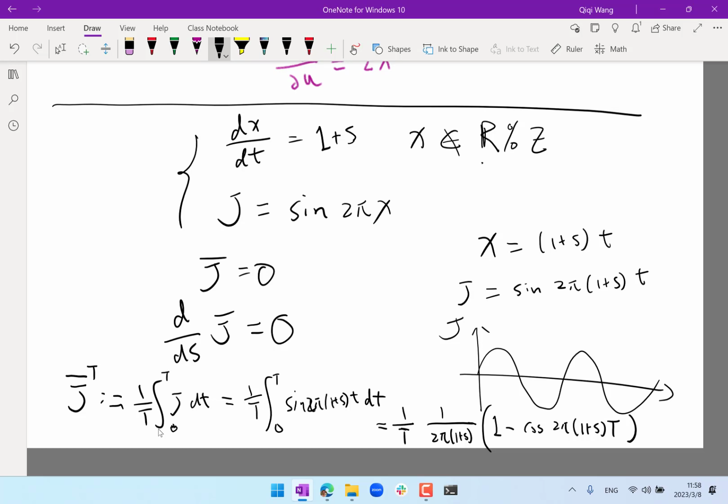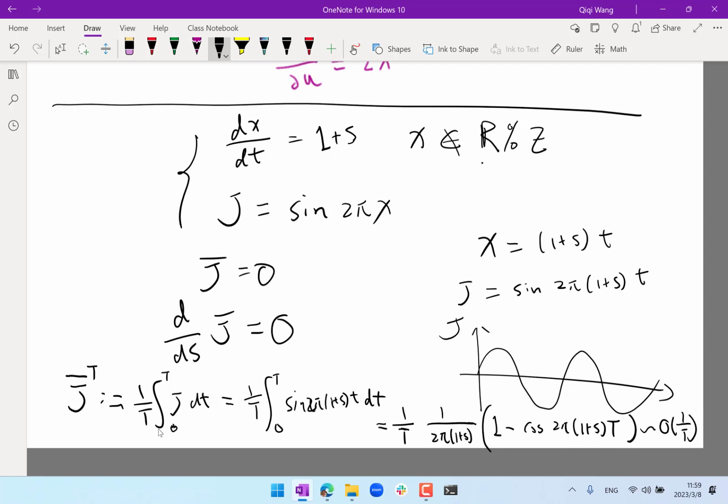And of course, the cosine function varies between 1 and minus 1, and as a result, this whole function would differ from 0, which is the infinite time average value, by something proportional to 1 over T, right? So that's your answer, which is correct. But the problem is, what is the frequency of that function? What is the frequency of oscillation of that function if you think about it as a function of s? There is a cosine of 2 pi (1 plus s) times big T.